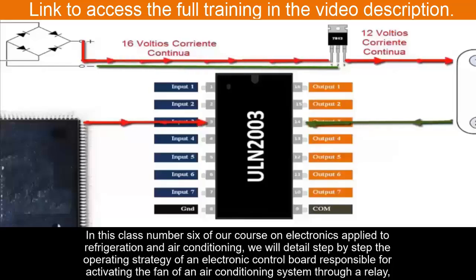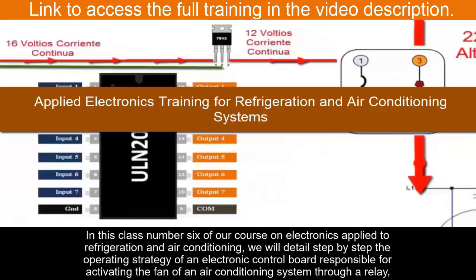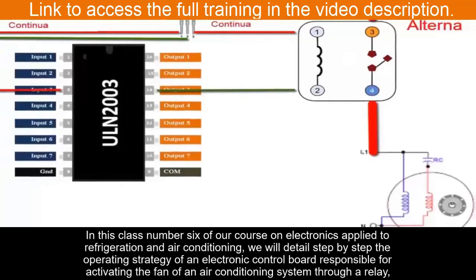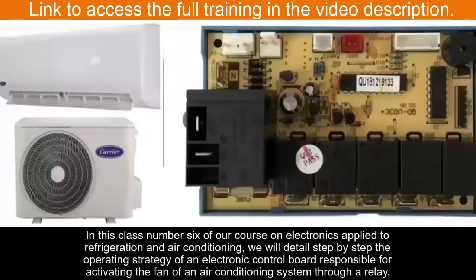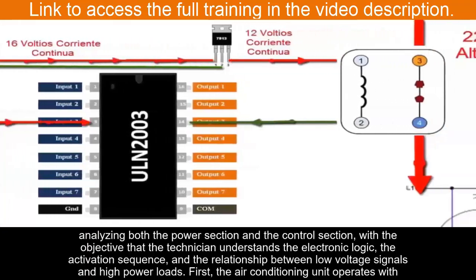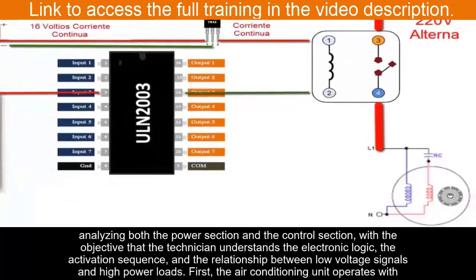In this class number 6 of our course on electronics applied to refrigeration and air conditioning, we will detail step by step the operating strategy of an electronic control board responsible for activating the fan of an air conditioning system through a relay, analyzing both the power section and the control section, with the objective that the technician understands the electronic logic, the activation sequence, and the relationship between low voltage signals and high power loads.